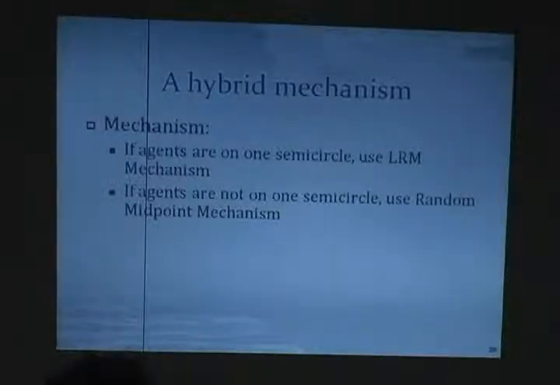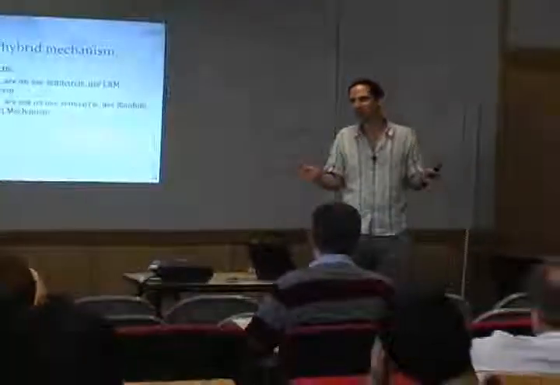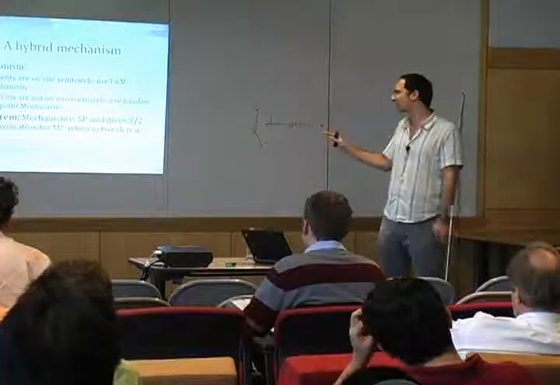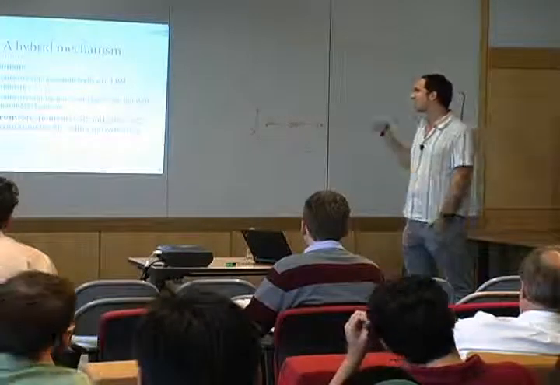To anyone who has a bit of intuition about mechanism design, this thing has no chance in hell of working. The agents, by lying, can shift from one mechanism to the other. You might have a situation where they're on one semicircle, one agent lies in a way that they're no longer on one semicircle, and then you shift from LRM to random midpoint, and vice versa. This seems like something that shouldn't ever be strategy proof. Therefore, to me, this theorem was extremely surprising.